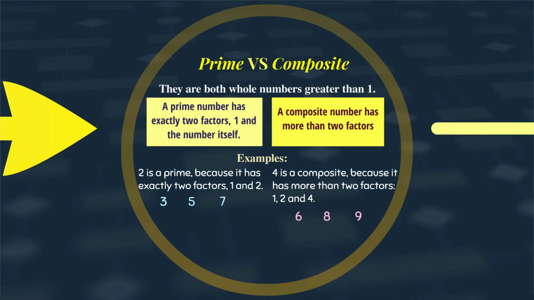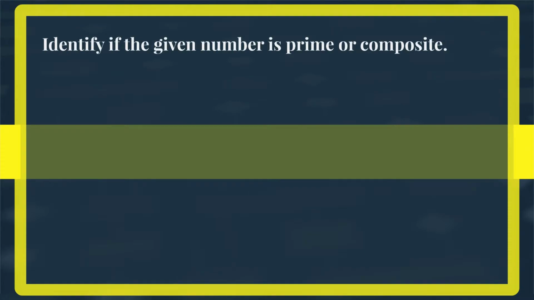There are numbers that don't belong to any of these two types of numbers. 0 and 1 are neither prime nor composite. Let's see if we understand what a prime number is and what a composite number is. Let's identify if the given number is prime or composite. The first number is 14. To know whether 14 is prime or composite, we need to know the number of factors that it has. So, let's identify the factors of 14.